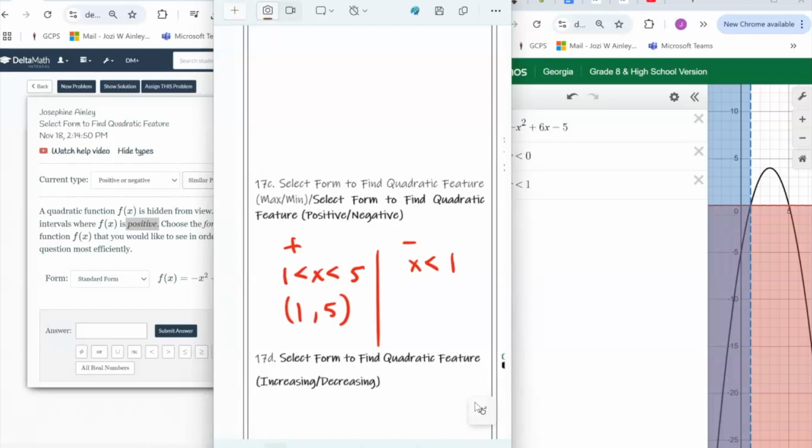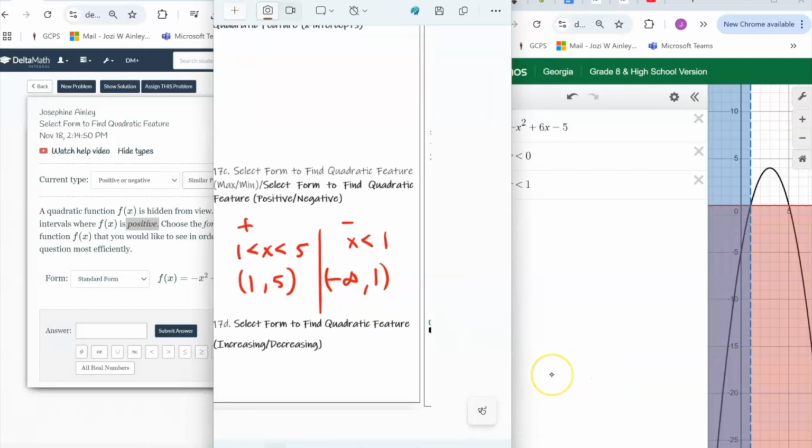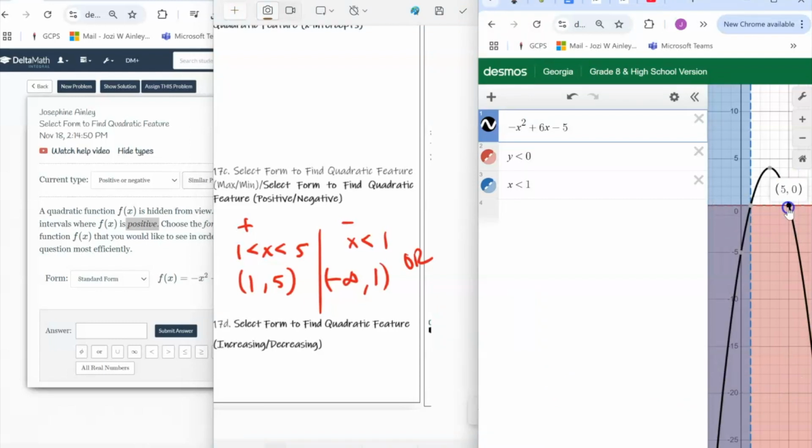Or I could write, hey, you're negative until you reach 1. So that means where you're coming from, negative infinity, open, open. Okay. Or, so there's two answers because they're 2 times, right? Or it's also negative here, right? So how do I write that down?